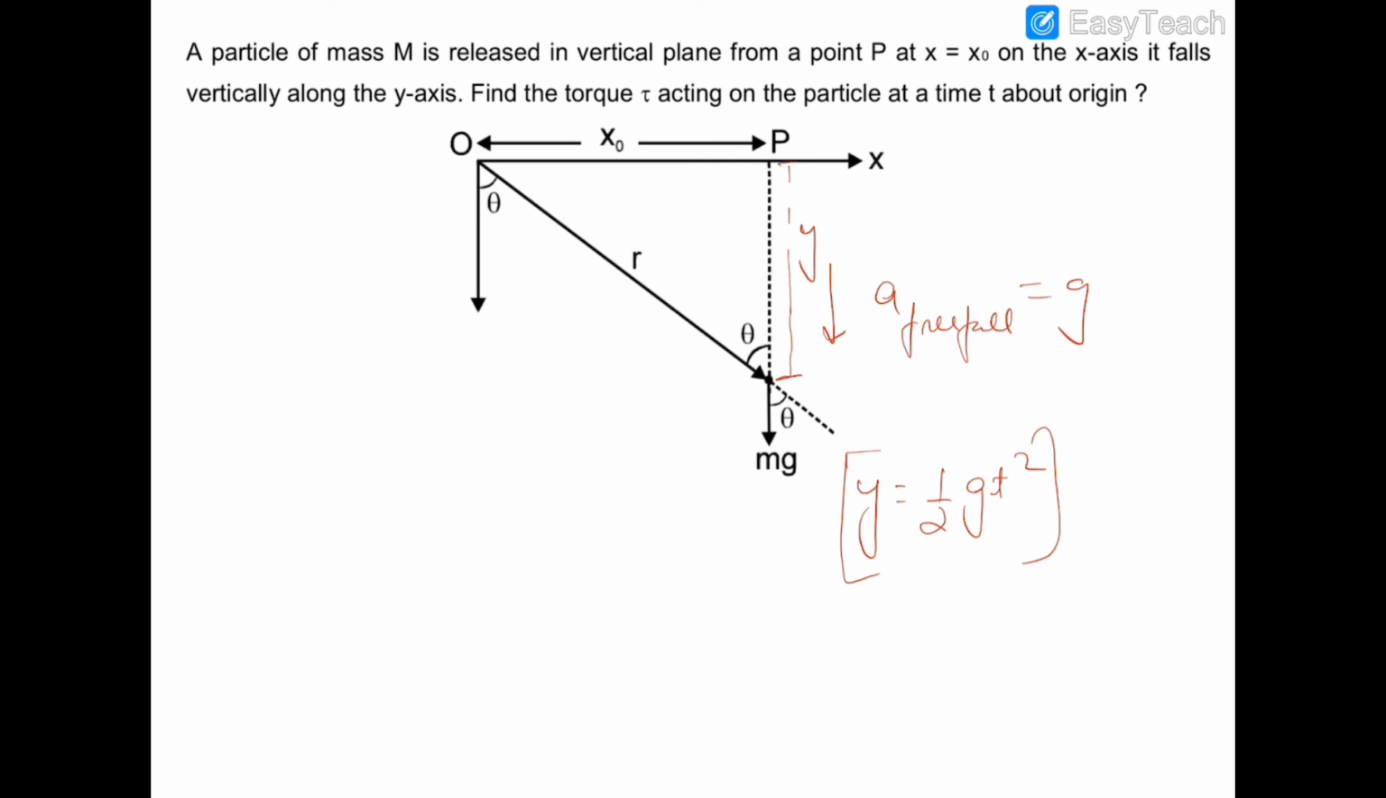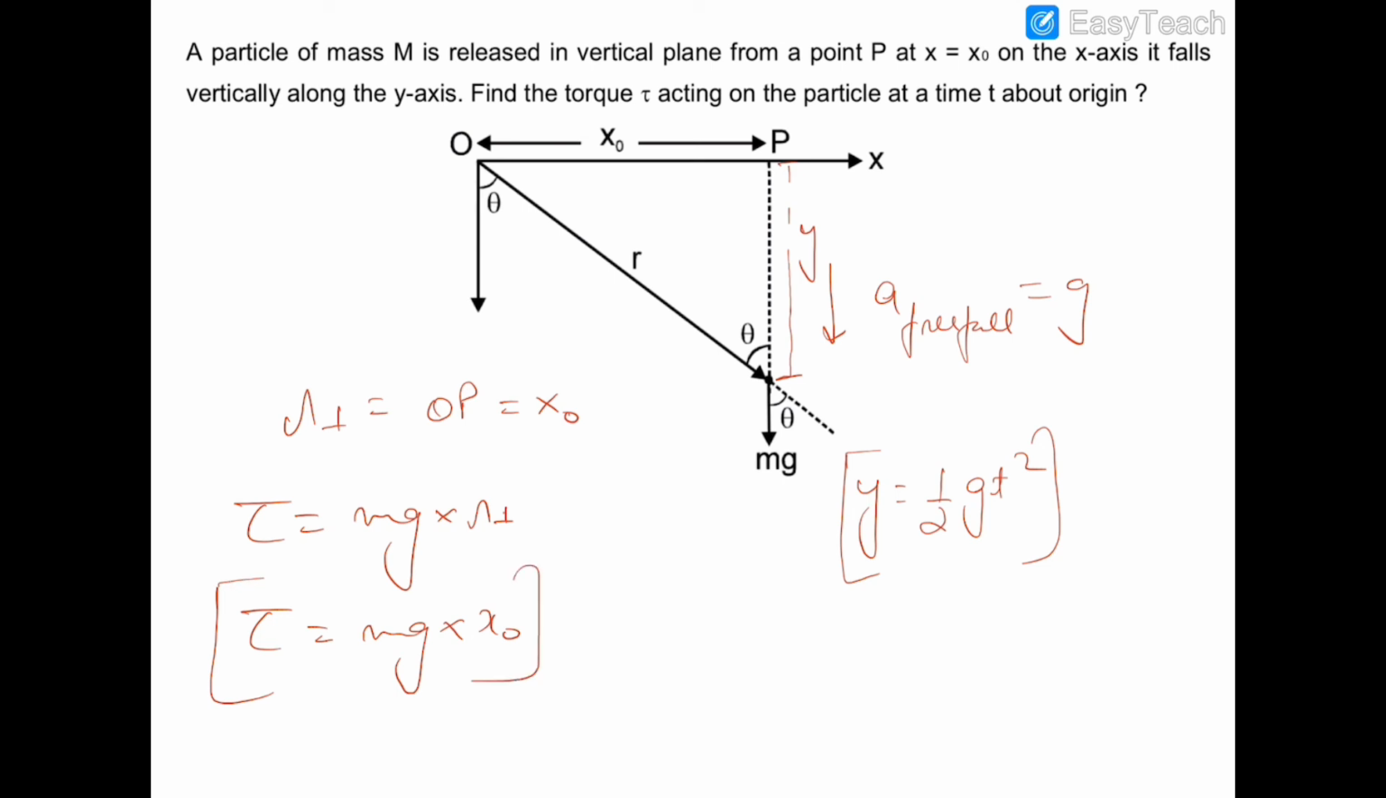So what we'll do, we'll make the line of action of force, and we'll draw a perpendicular from point O to the line of action of force. So this perpendicular, R perpendicular, is OP, and it is equal to x naught. So the torque would be equal to the force mg into R perpendicular. So torque would be equal to mg x naught. So this is the torque which is acting on this object about point O. Now let's move on to the next question.